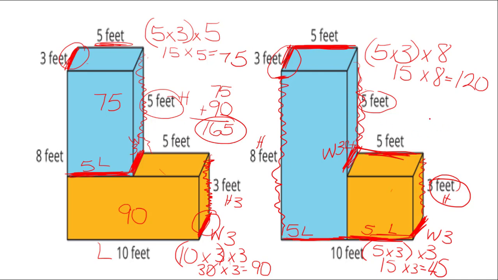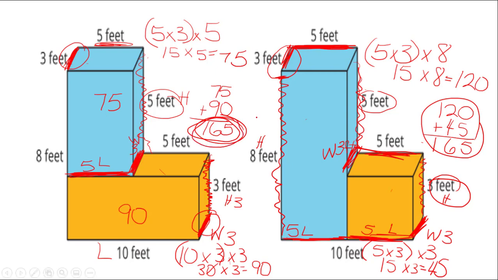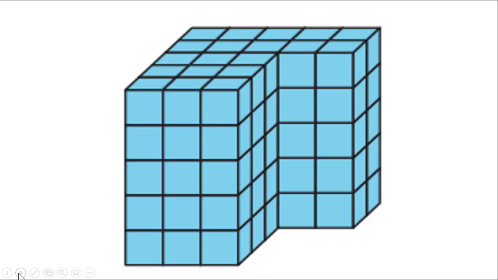So now we're going to add those together. 120 plus 45 equals 165. So this is the same as this. So even though they have divided them differently, your volume is still going to end up being the same. Okay, so now we're going to write an expression to represent the volume of this figure in unit cubes.